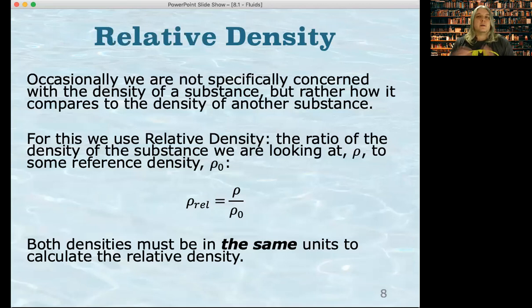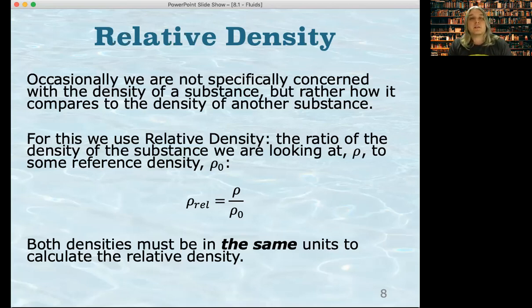So density is great. We can compare different substances' densities, but relative density can be very useful as well. If you've got one certain substance and you're going to be comparing it with a lot of different things, it can be useful to have relative density, comparing all of those as a fraction of that reference material. We call it relative density, rho, and it is equal to the density of the substance you're looking at over your reference density, rho naught. That's just the definition of relative density: a ratio of the one you're considering over some reference material.